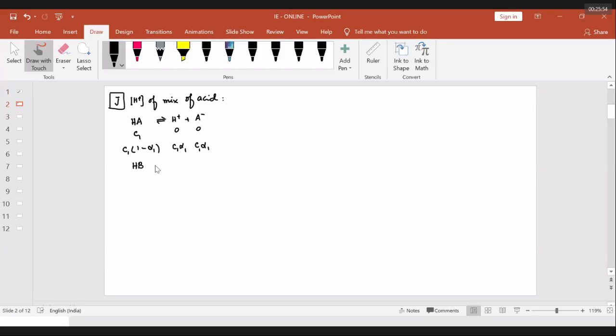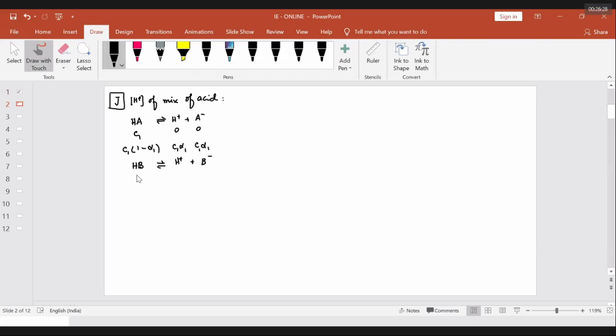I want to take one more, adding it to the same container. Both are weak. Remember, your mind should not go to common ion effect. In case of common ion effect, one should be a weak electrolyte and one should be a strong electrolyte. Here, both of these acids are weak. Here we have H plus ion concentration and we have B minus.